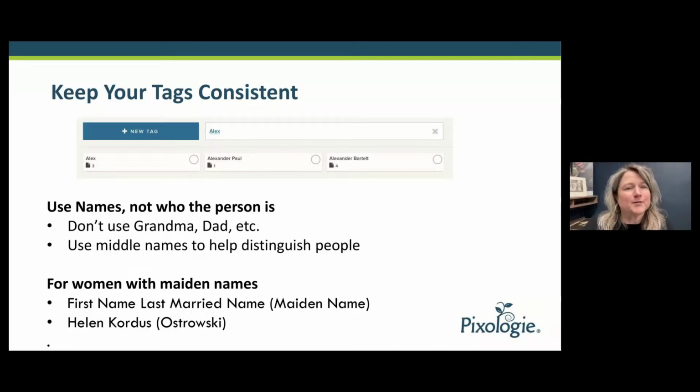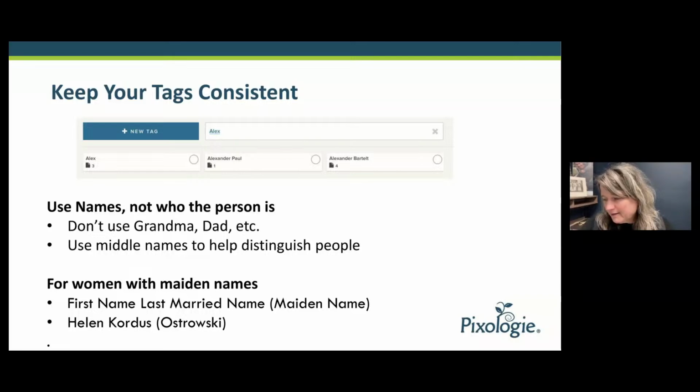A couple other tips. Use the names, not who the person is. Okay, so don't use grandma and dad, because whoever's looking at the collection will have different grandmas and dads most likely. And then for women with married names, I usually use the formula here of the first name, the last name, which is the married name, and then parentheses, the maiden name. So that's how we get Helen Cordes Ostrowski in parentheses.